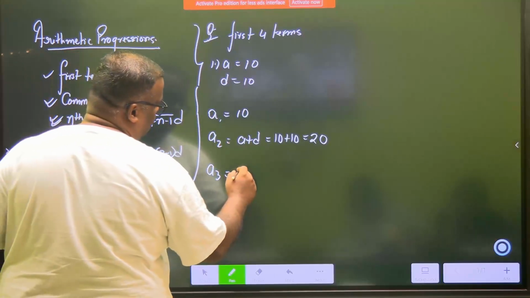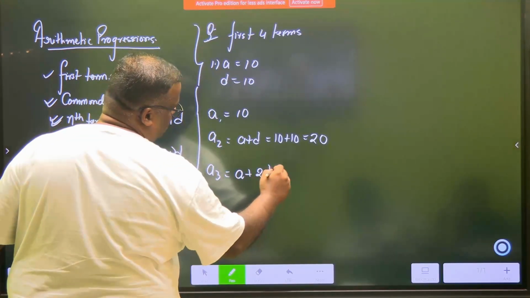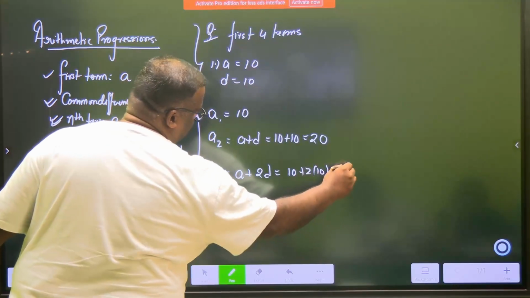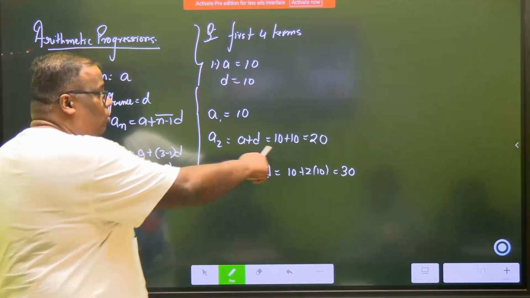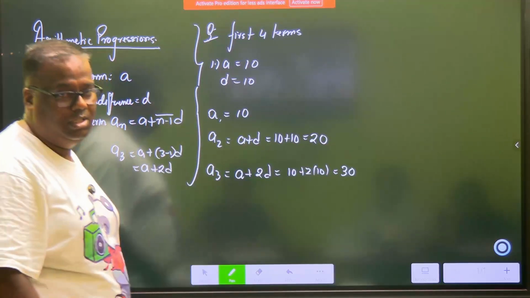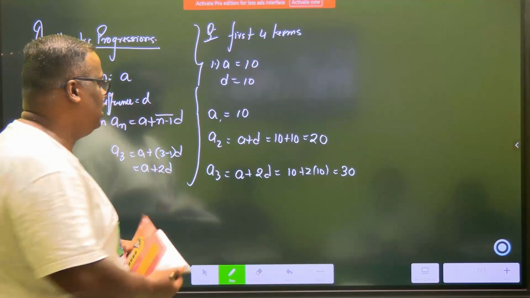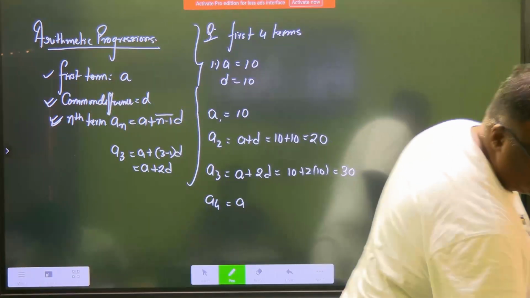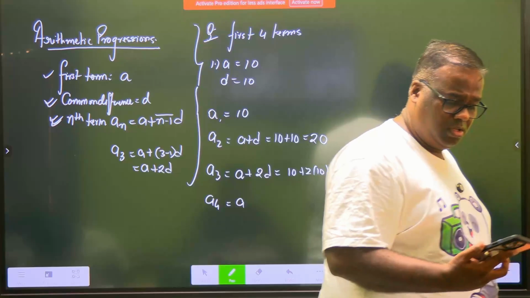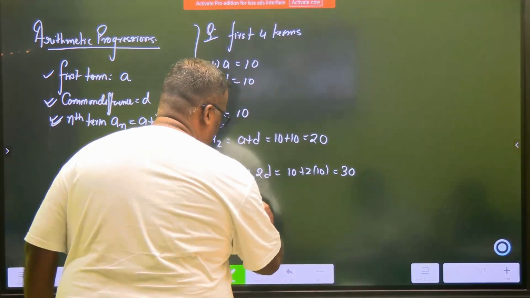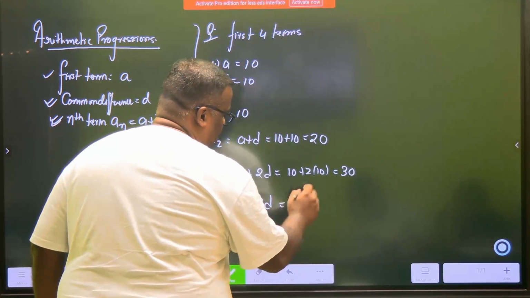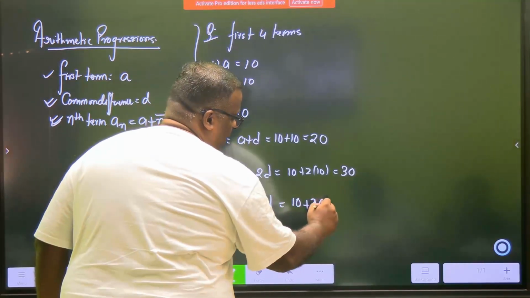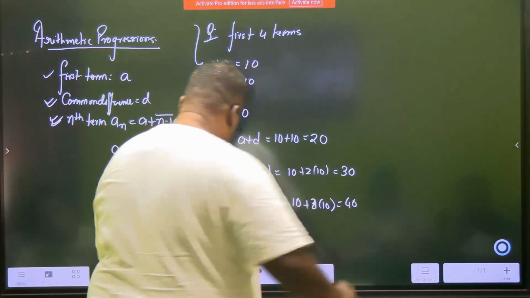So what is your first term? A plus 2 into D, which is equal to 10 plus 2 into 10, which is 20 plus 10, 30. You can also check that if you add the common difference of 10 to this, you get 30. Your next term should be 40. But to populate it, we will write A4 is equal to A plus 3D, which is equal to 10 plus 3 into 10, which is equal to 40.